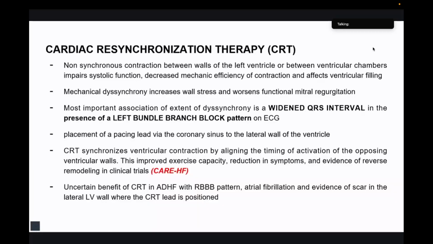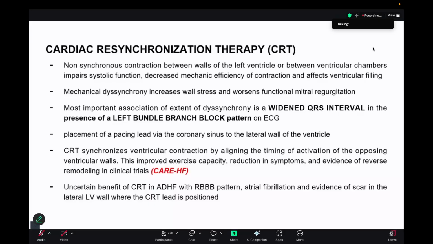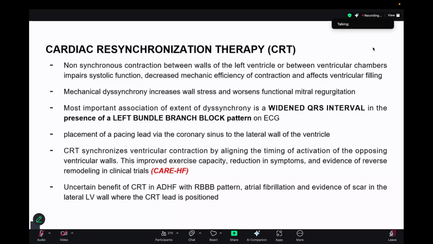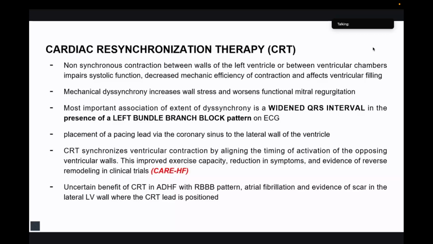In HFrEF, we may also consider cardiac resynchronization therapy. Basically, in some heart failure patients, there is non-synchronous contraction between the walls of the left ventricle or between ventricular chambers, which can impair systolic function and decrease the mechanical efficiency of contraction, which affects ventricular filling. Having mechanical dyssynchrony increases wall stress and worsens the presence of functional mitral regurgitation in heart failure patients.